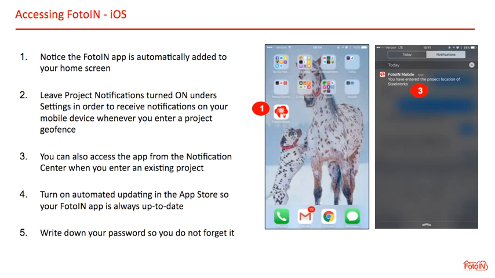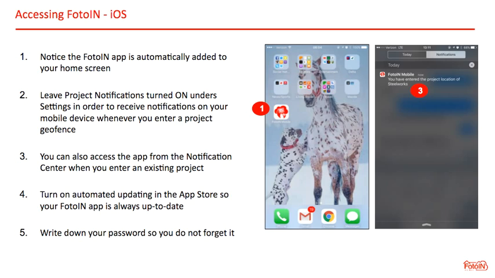Now, accessing FotoIN with iOS. When you're using an iOS device or an Apple device, the FotoIN app is automatically added to your home screen. For project location notifications, you're going to want to turn those on under the General Settings app of your Apple device. By turning these project notifications on, you're going to receive push notifications just like on the Android device. And you'll see the picture here on the right-hand side, what a notification would look like when you pull down that notification bar. When you pull down that notification bar, you can tap on that FotoIN notification and it'll automatically enter you into the FotoIN app.